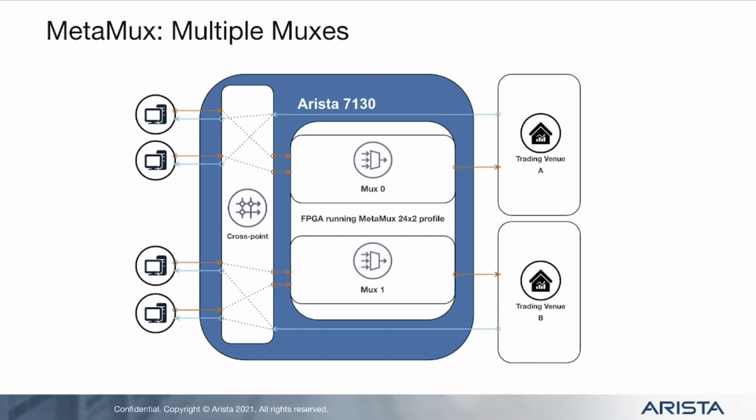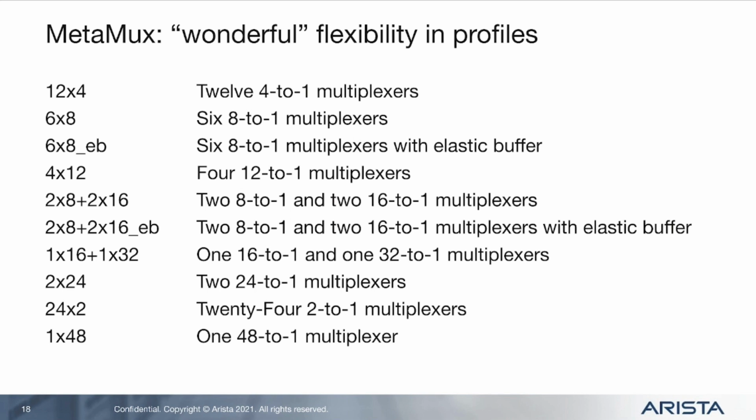This diagram shows that it is possible to carve the FPGA into multiple muxes using profiles as well. This is very convenient if a customer has a slightly lower density site with multiple uplink links to trading venues. As you can see, Metamux is quite flexible in terms of profiles. These profiles have a wide range of mux setups, ranging from 1 mux with 48 ports all the way down to 6 muxes of 8 ports. We'll show some examples of how those ports can be put to good use in the next few slides.